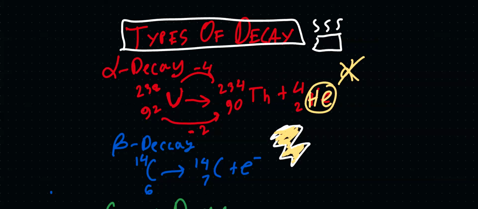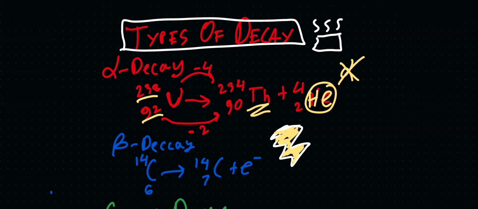Here I wrote a popular example where uranium-238, with atomic number 92, loses 4 of its particles, 2 protons and 2 neutrons, and then it turns into thorium and creates a helium isotope. So that's how this reaction works. The mass number decreases by 4 and the atomic number decreases by 2.